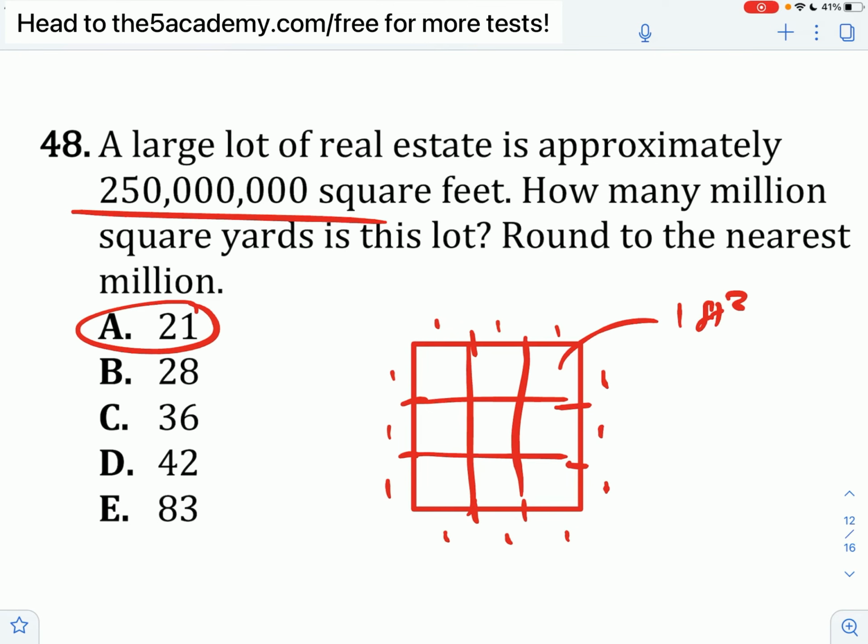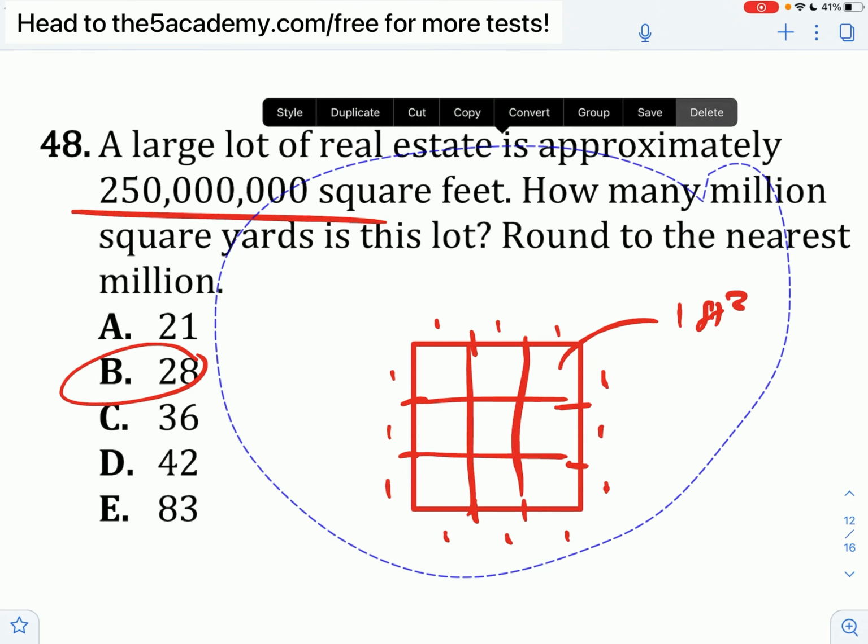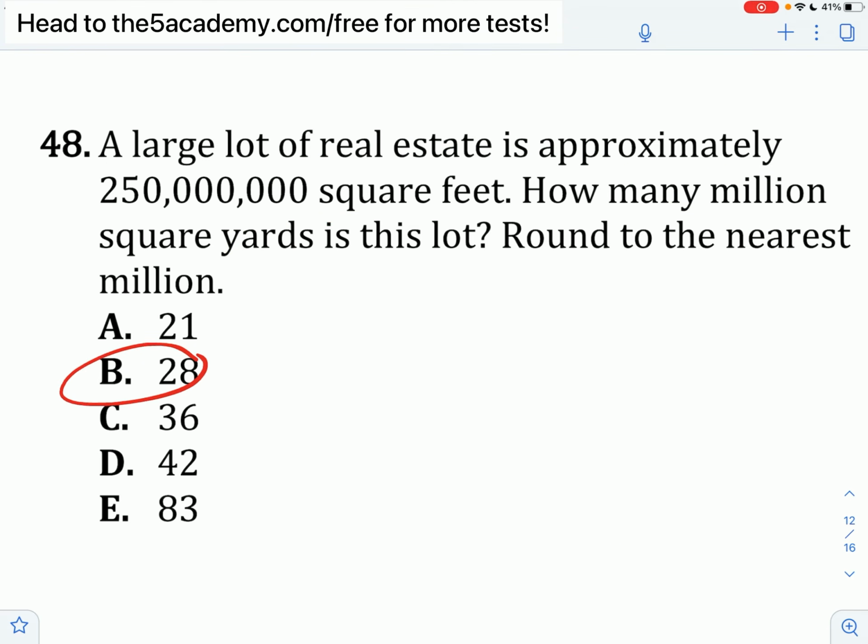So actually, it's not going to be this number. It's going to be this number. I know that's the correct answer, but this is kind of a cheat way of doing it. Imagine you had units that you couldn't just visualize like this, like if you were converting from miles to meters, for example. So how would you do that?